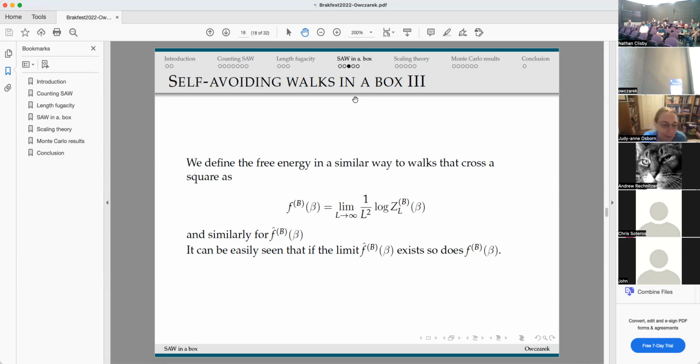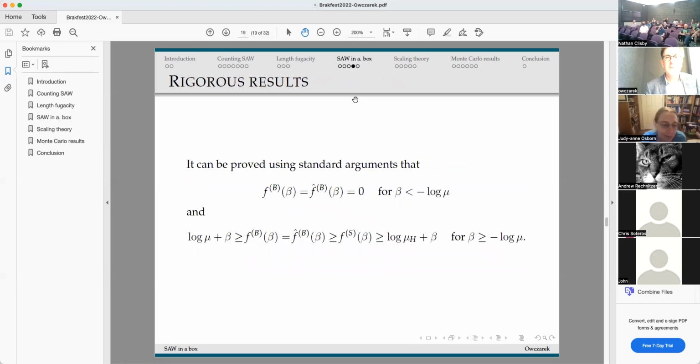If the one without translation, the hat version, exists, then the other one exists. What we didn't prove was that it actually does exist. So that's an open problem. But if it does exist, we showed using fairly standard arguments that the following set of inequalities was true.